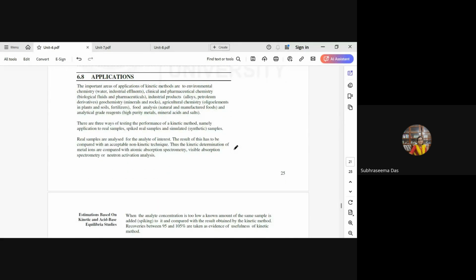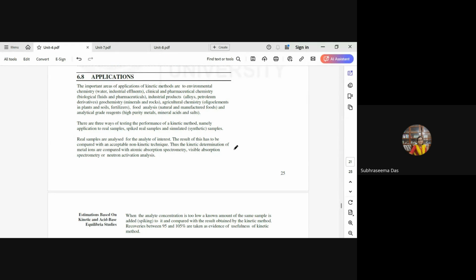Then coming to applications of kinetic measurements. The important areas of application of kinetic methods are mostly in environmental chemistry, clinical and pharmaceutical chemistry, sometimes in industrial products such as aluminium or petroleum derivatives, also in geochemistry, agricultural chemistry, food analysis, and analytical grade reagents. There are three ways of testing the performance of a kinetic method: first is application to real samples, then application to spiked real samples, and application to simulated, or what we call synthetic, samples.